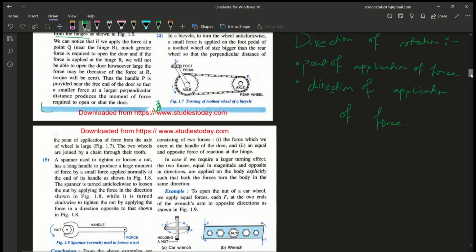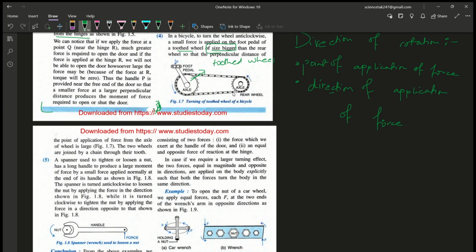In a bicycle, to turn the wheel anti-clockwise, a small force is applied on the foot pedal of the toothed wheel. The toothed wheel is of a size bigger than the rear wheel. This is your toothed wheel. As you can already see in the diagram, this is a bigger wheel. So, in order to move the vehicle, you apply force here, so that even a small force is going to bring about a large moment of force.